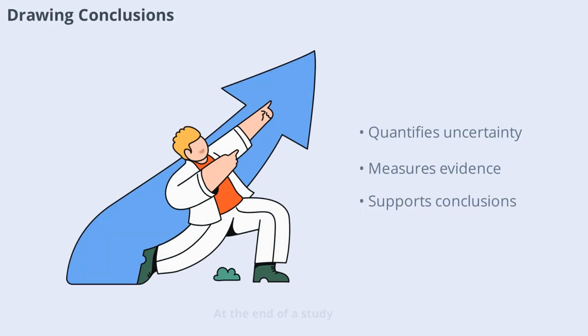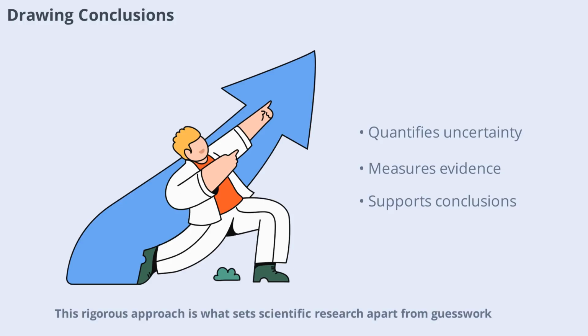At the end of a study, researchers use statistics to draw conclusions about their hypotheses. Did the treatment work? Was there a real effect? Statistical tests help answer these questions by quantifying uncertainty and measuring the strength of the evidence. This rigorous approach is what sets scientific research apart from guesswork.